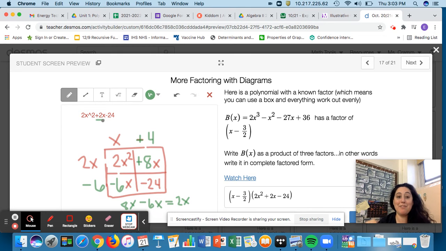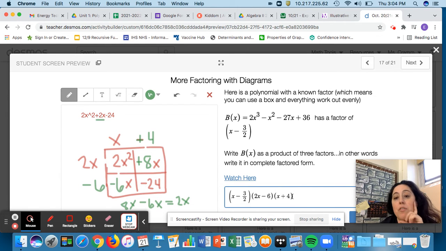All right, excellent, right? So instead of writing this factor, I'm going to change it. So I have 2x minus 6 and x plus 4. All right, so now I'm going to check for greatest common factor. I don't see one here. Oh, I do see one here. Does anyone see what it is?